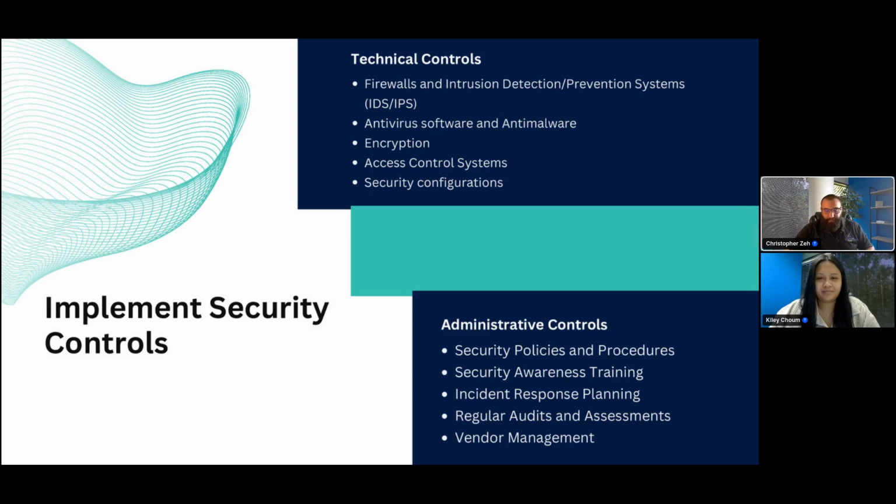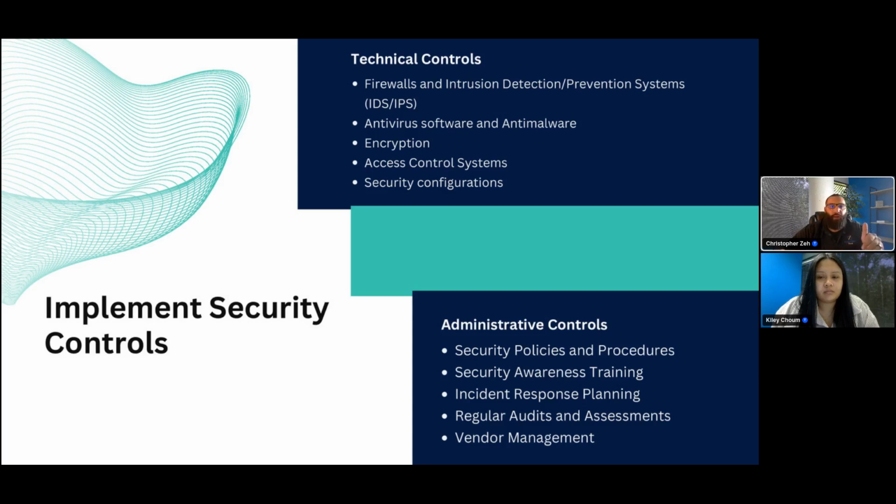Okay, so we're going to talk about two types of controls here. We're going to implement security controls. We're going to talk about two: technical controls and administrative controls. Now I'm going to define this as the first is technical controls, and it's the hardware and software, the mechanisms that protect the systems and data.